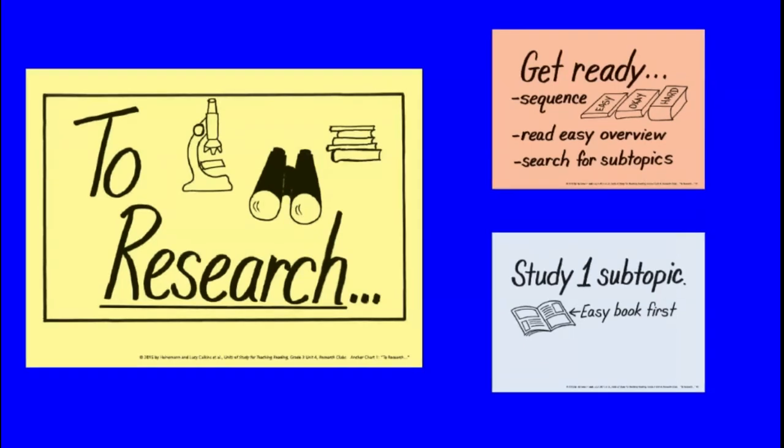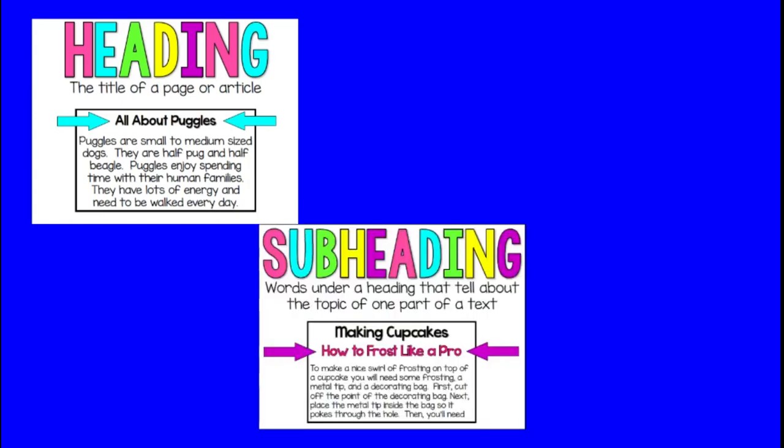as we read. In nonfiction texts, it's important to have an idea of the overall structure and to know which information supports which topics. Topics are sometimes even broken up into subtopics, with information supporting those smaller pieces. Sometimes these topics and subtopics are separated with headings and subheadings. A heading is the title of a page or an article, and the subheadings are the words under a heading that tell about the topic of one part of a text.